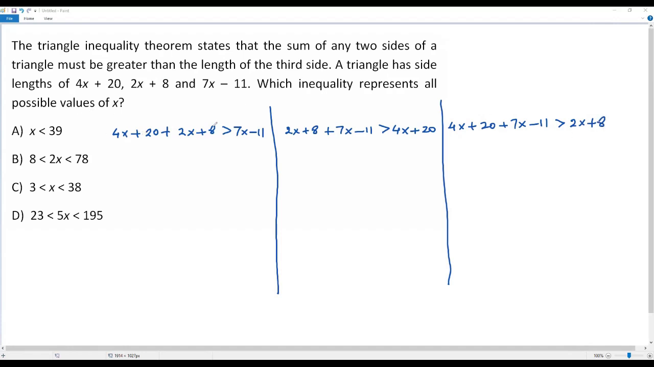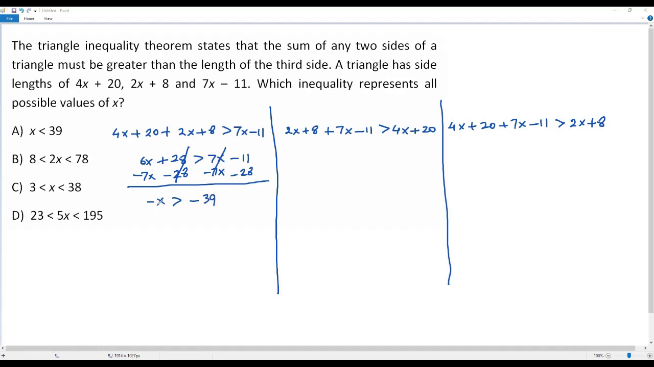Now let's do some simplification in the first inequality. We can simplify the expression on the left side. When I combine 4x and 2x, I am getting 6x, and when I combine 20 and 8, I am getting 28, greater than 7x - 11. Now let me subtract 7x from both sides of this inequality and also subtract 28. Then the positive and negative values cancel out. When I combine 6x and -7x, I am getting -1x greater than, when I combine these two values, I am getting -39.